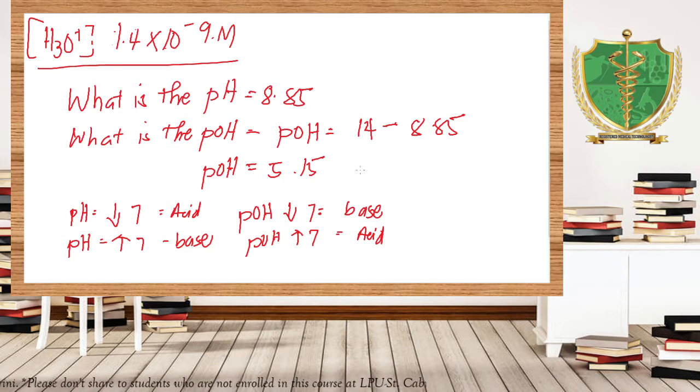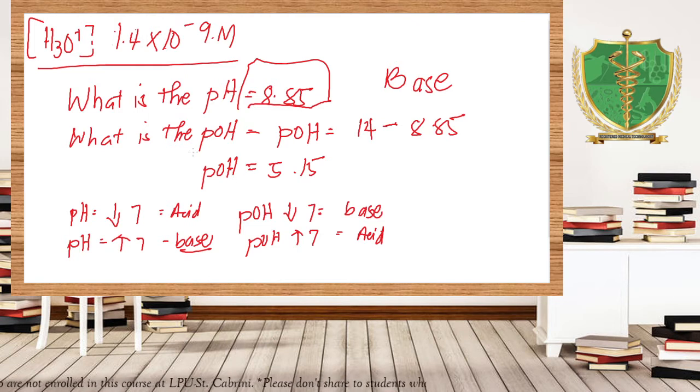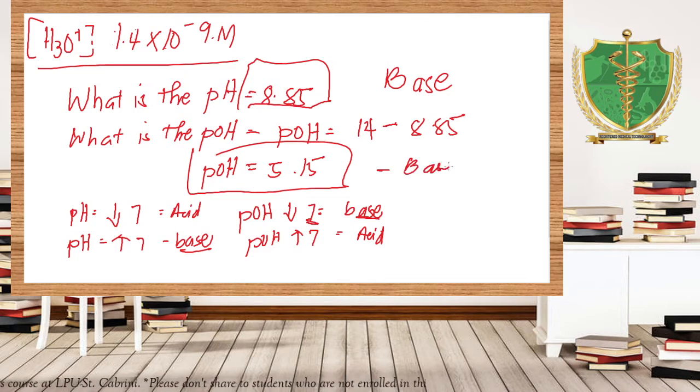Let's see if this is correct. pH 8.85. Mataas sa 7, base. pOH 5.15. Mababa sa 7, base. So that is how we get the pH and the pOH of our compounds.